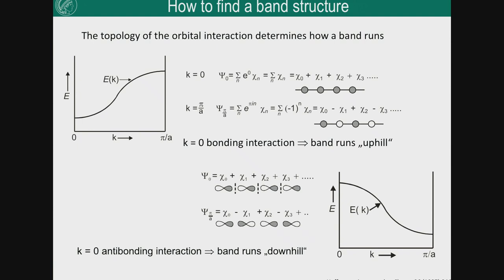This has no nodes, while if I have P over A, where A is my lattice constant in my chain of hydrogen atoms, it goes up. So if we had the same situation only with P orbitals, but which are sigma type, lying in the same direction on a chain, we would simply have no phase shift at K equals zero, which means I get this orbital scheme. And if I go to P over A, I change the phase from atom to atom. So here you see this is more bonding than this. So the P sigma type bonding always goes uphill. Now you can imagine if there is an overlap between S and P, this always leads to some crossing points because they simply go in two different directions.